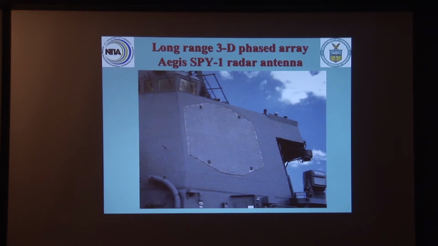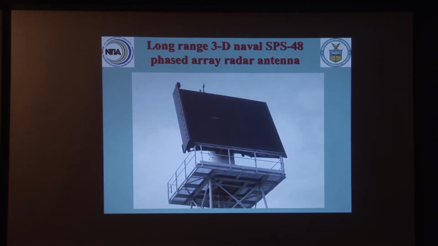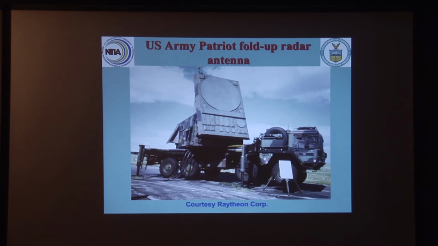Full 3D coverage, no moving parts, and also nothing, and I'll go back for a second, nothing like this to clutter up your mast. Naval ships often look like basically floating broadcast stations. They have so many antennas mounted up on the masts. So if you can get something like that down to the superstructure, that's a good thing.